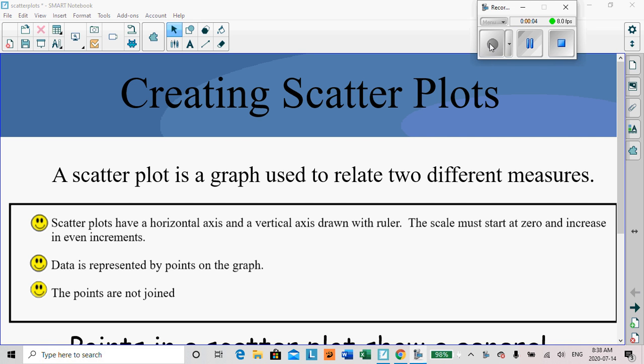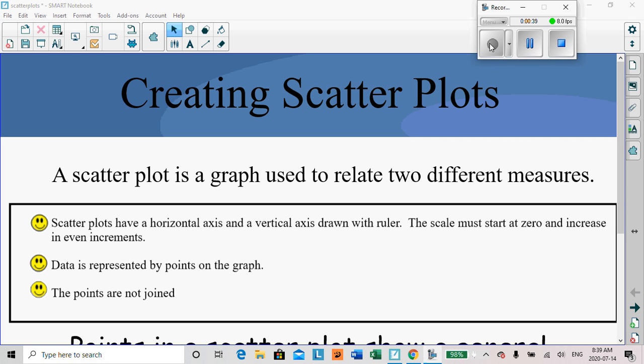Creating scatter plots. A scatter plot is a graph used to relate two different numerical measures. So it has to be something that we can measure or count. Scatter plots have a horizontal axis and a vertical axis, and they must be drawn with a ruler. The scale must start at 0 and increase in even increments, or we could say in equal increments.